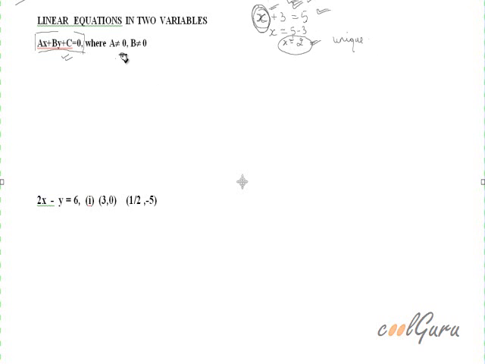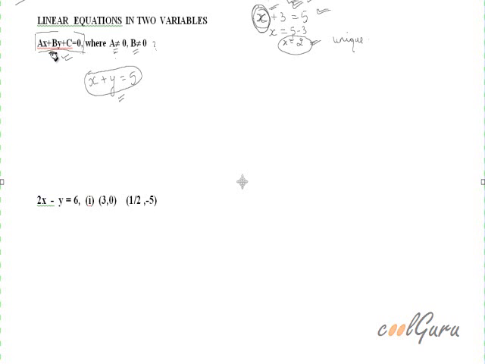Now consider this equation. This is equation in two variables. We have two variables x and y. Suppose say x plus y is equal to 5. This is equation in two variables. Now before solving this, here I have written a should not be equal to 0 and b is not equal to 0. Why? Why a and b cannot be 0?